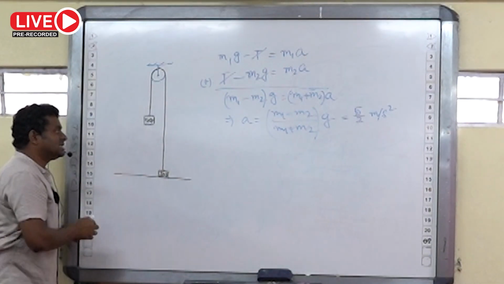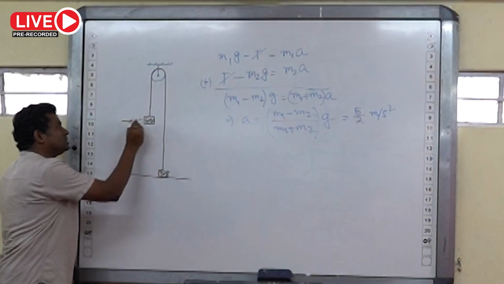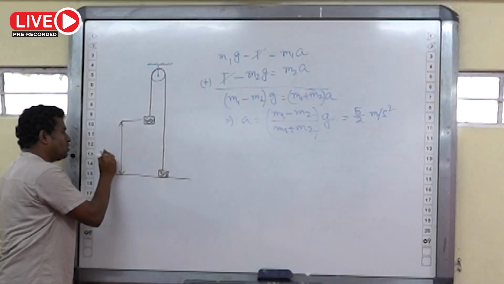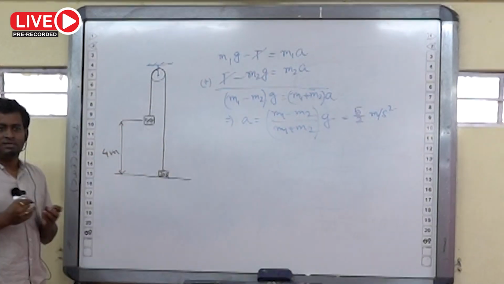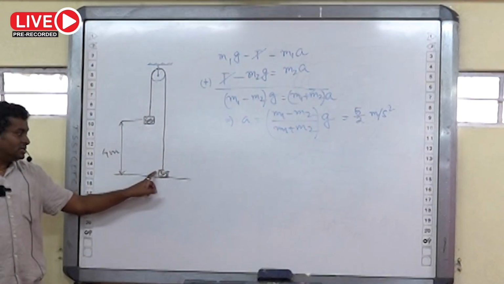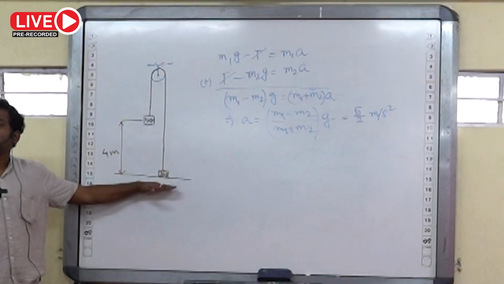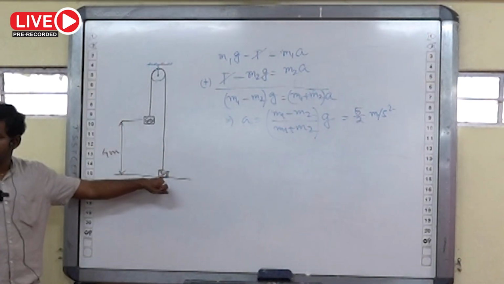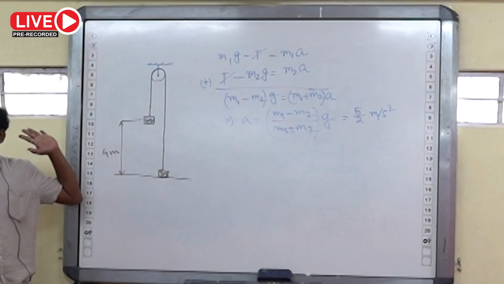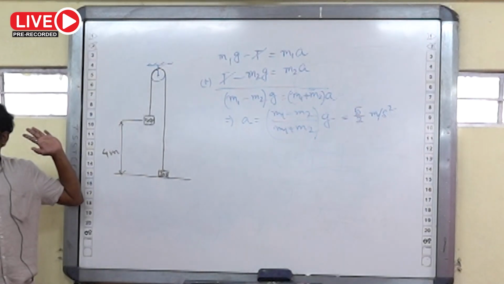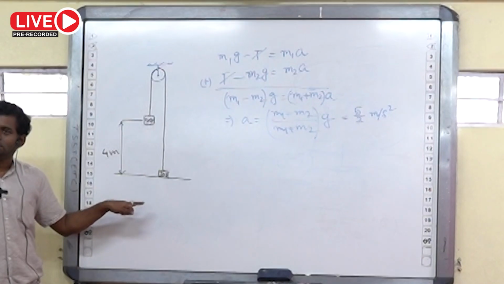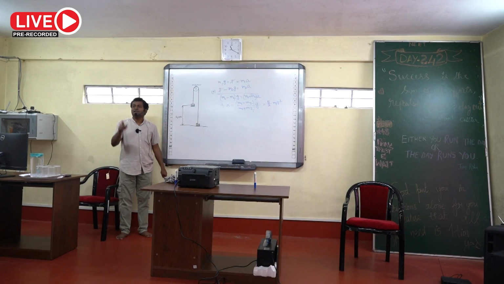Then it is given that the position of this mass above the ground is 4 meters, suppose, when this 3 kg mass is standing on the ground. You hold it. Now you release this. What will happen? This mass will move up and this mass will go down. Is it clear? Then write down the question.